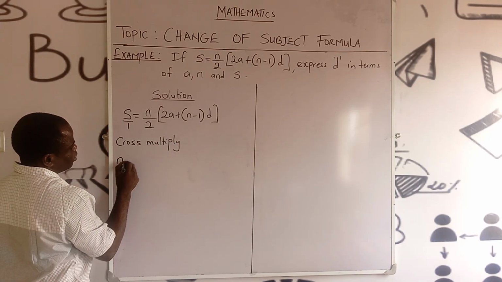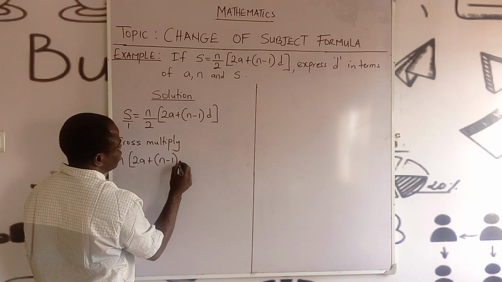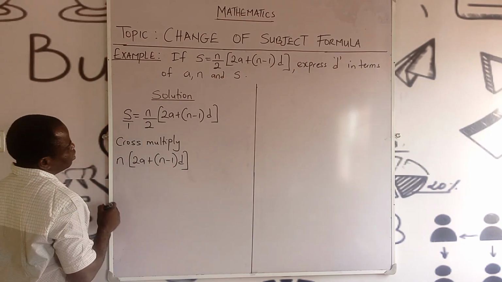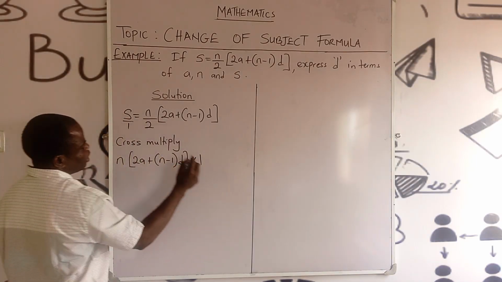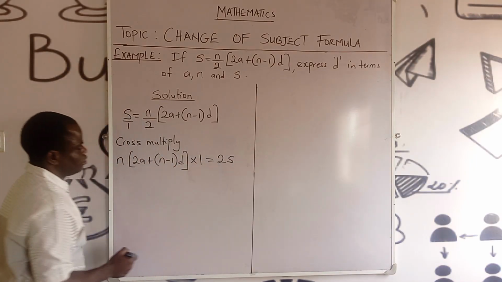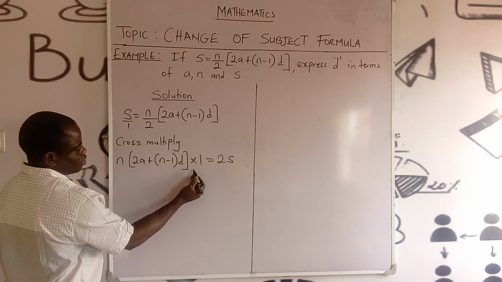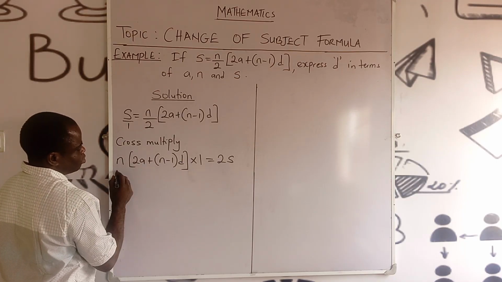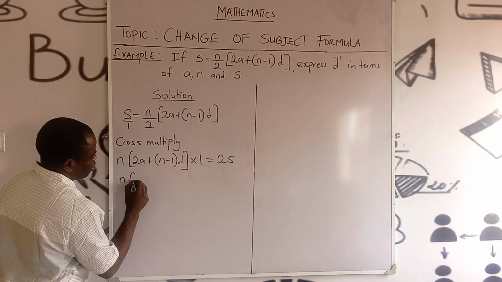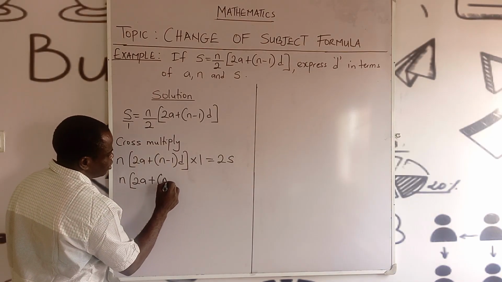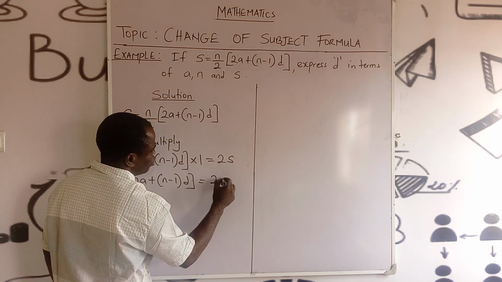Now, n into 2a plus open bracket n minus 1 close the bracket d, multiply by 1, you multiply by this one, you cross and multiply, equals to 2s. What we need to do now is to multiply out. When you multiply this expression n into 2a plus n minus 1 d by 1, you still have the same expression. Go step by step. Don't rush. Still have that, equals to 2s.